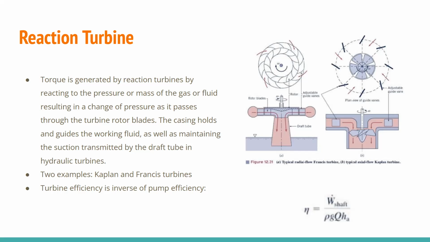Now, the Kaplan turbine evolved from the Francis turbine, as shown in the picture here. The Kaplan turbine works based on the principle of axial flow reaction, and the friction is much less within a Kaplan turbine. And then finally, the turbine efficiency for reaction turbines is the inverse of pump efficiency, meaning it's the ratio of the shaft power output to the power available in the flowing fluid.